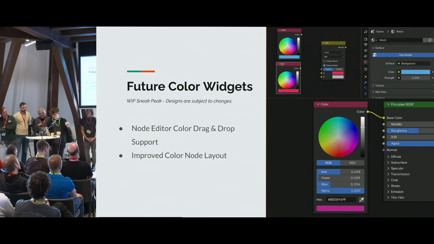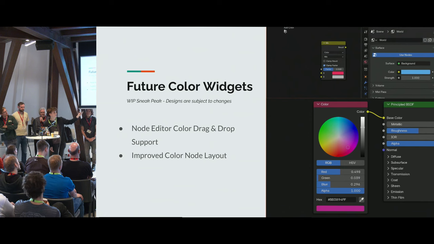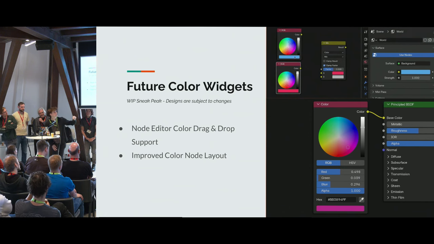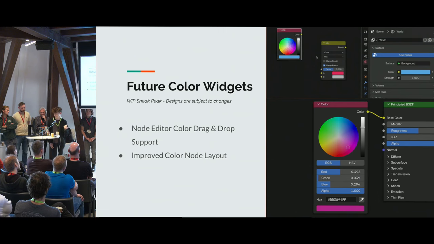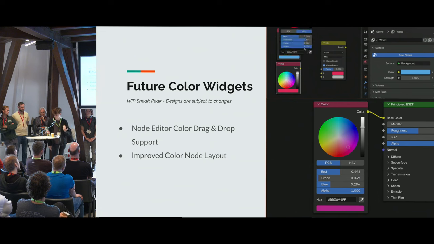On the top side, we can see an editor color drag and drop support. Drag and dropping color buttons was possible in Blender before, although not that well known. But now you can drop them in the node editor and make RGB nodes. And also before, alpha was not supported. If you tried to drop a color with alpha between color buttons, that wouldn't work. This has been added in.